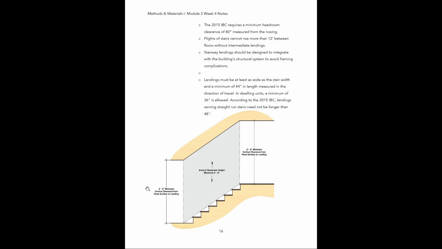So you can see as we are approaching the steps, we have our 6 foot 8 minimum clearance, and then that same dimension is what needs to be maintained as you are ascending the steps. So as you're going up, that is a consistent 6 foot 8, and then here at the top again, we have our 6 foot 8 dimension. So here you can see the 2015 IBC codes require a minimum headroom clearance of 80 inches measured from the nosing. Flights of stairs cannot exceed more than 12 feet between floors without intermediate landings.